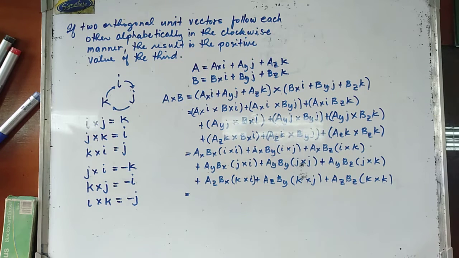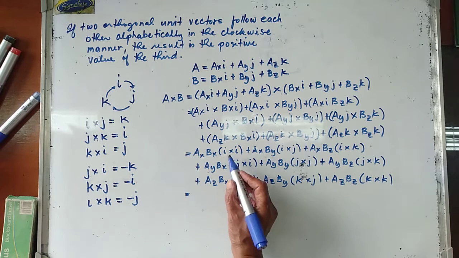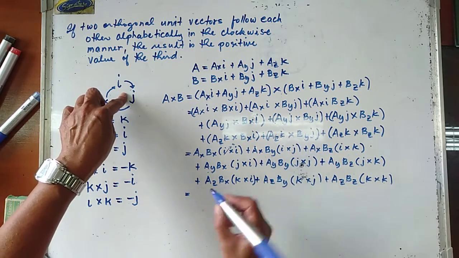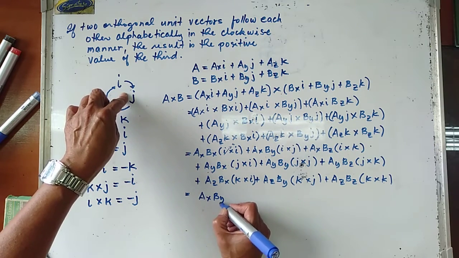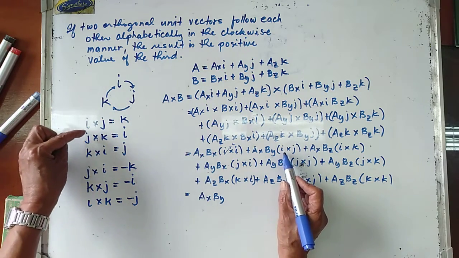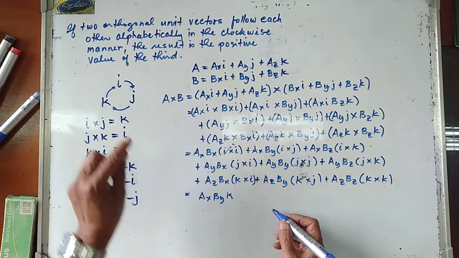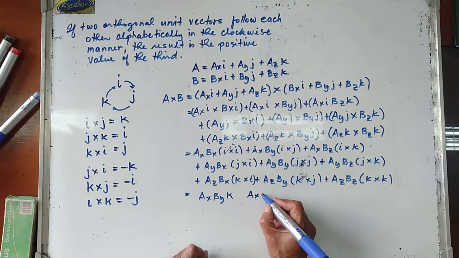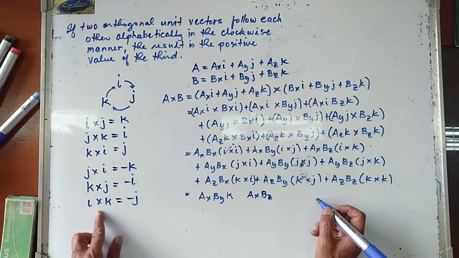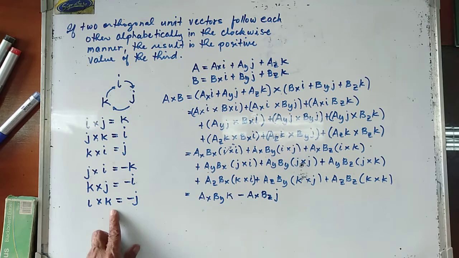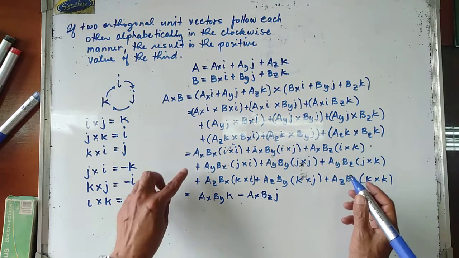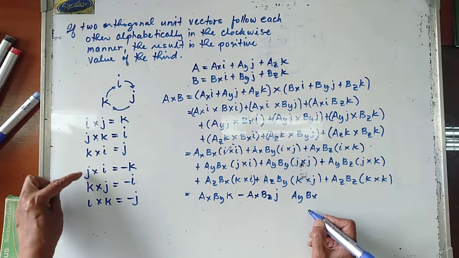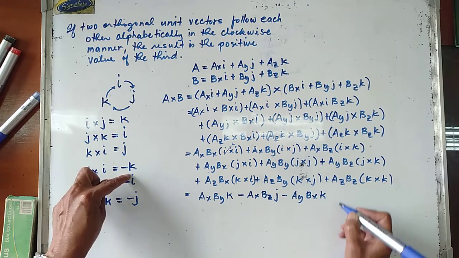properties of the orthogonal unit vectors. Okay, so your I cross I is equal to 0. Then AX BY I cross J is equal to positive K. And then we have AX BZ I cross K. I cross K is negative J, so that is negative. And then we have AY BX J cross I. Your J cross I is negative K, that is minus K.